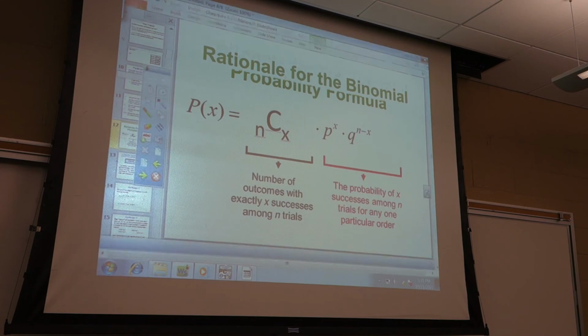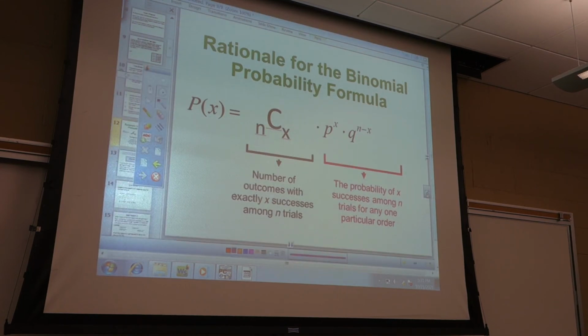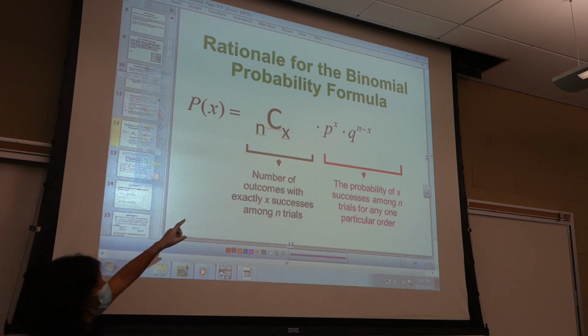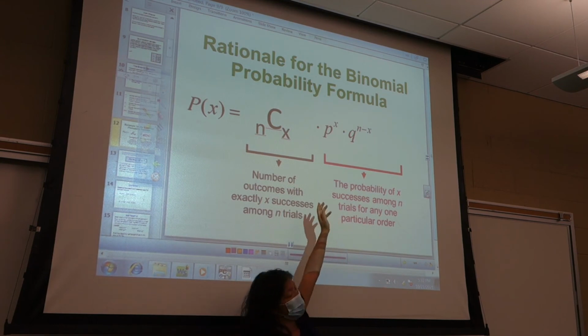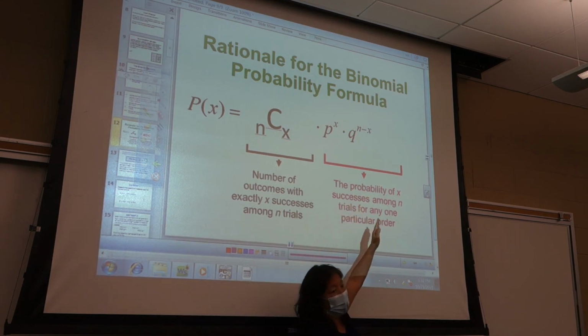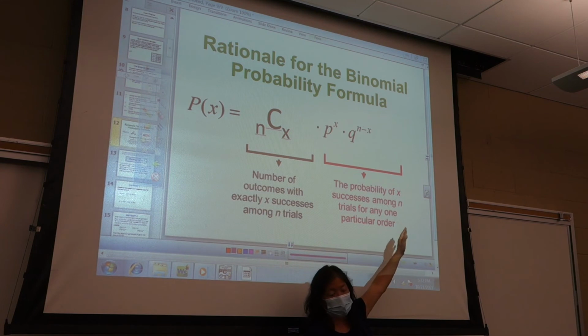What is the binomial formula? Well, first you find the probability of getting that many successes and that many failures. So you take the probability of a success, multiplied by itself the number of times you have successes, times the probability of failure, multiplied by however many failures you want to have.